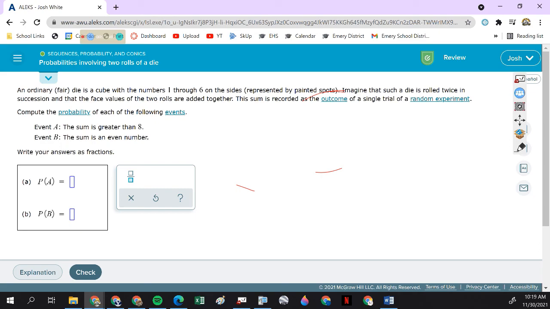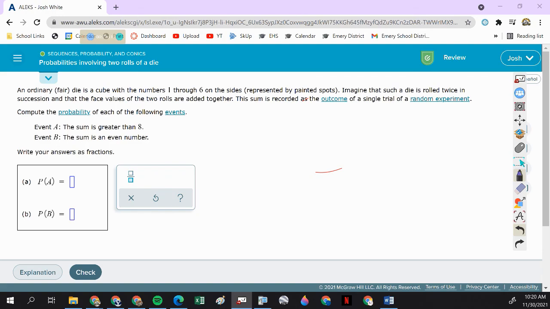An ordinary fair die is a cube with the numbers 1 through 6 on the sides, represented by painted spots. Imagine that such a die is rolled twice in succession and that the face values of the two rolls are added together. This sum is recorded as the outcome of a single trial of a random experiment. So we're rolling a dice twice. Compute the probability that the sum is greater than 8.